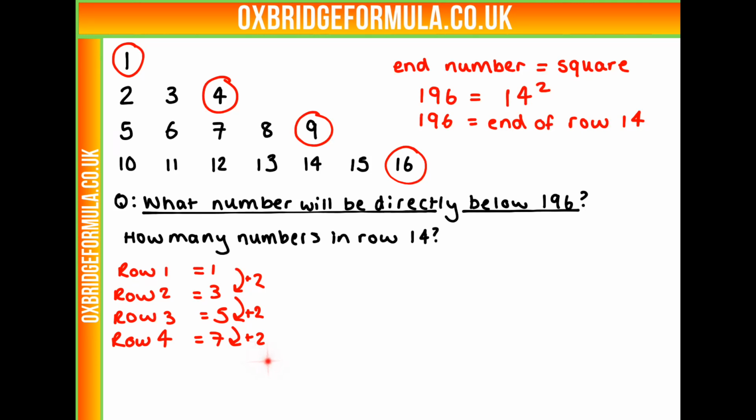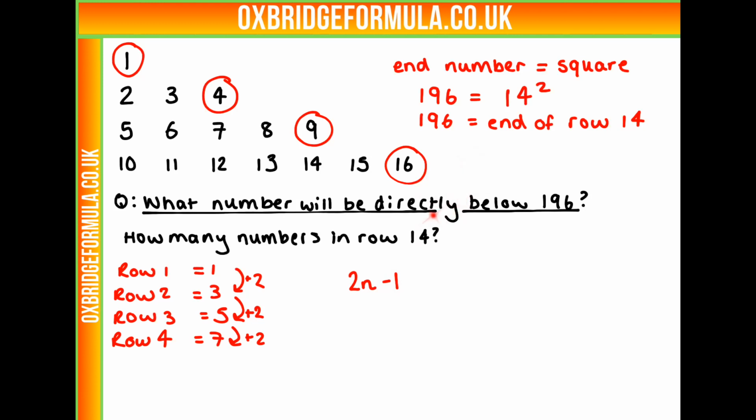So let's see if we can write this as an equation. If we're adding by 2 every time, we can do 2n, and we know that has to be minus 1, as that brings us back to our original value. So for example, if we have row 2, if n equals 2, 2n is 4, minus 1 is 3, and we have 3 numbers in that row. So here is our equation for the amount of numbers in a row.